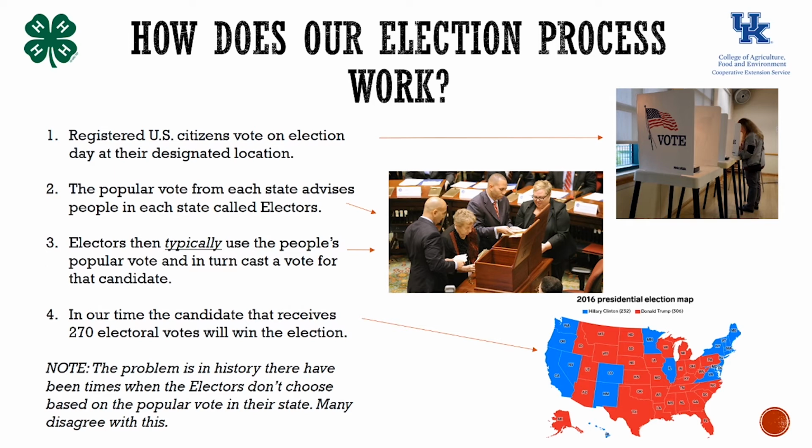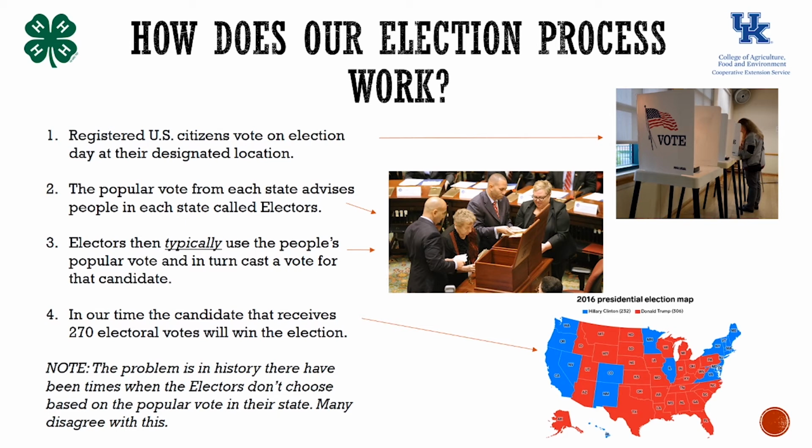But number one, registered U.S. citizens vote on election day at their designated location. Okay, and you see a picture of that as an example. When I say designated location, that means if you're from Kentucky, you vote in Kentucky. If you're from a specific county and city, that's the county and city that you would vote in. There have been mail-in ballots, and that's been a big thing this election because of COVID, and so I'll add that to the process.